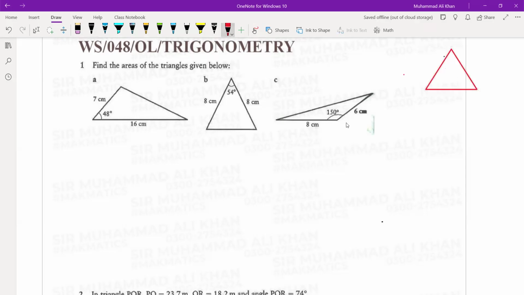Let's say this is A, this is B, this is C. For finding out the area of any triangle, we have a formula. The formula is half. Opposite to A is a small a side, opposite to B is a small b side, opposite to C is a small c side. The area of any triangle is equal to half.